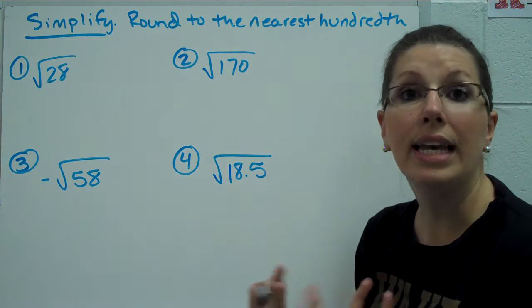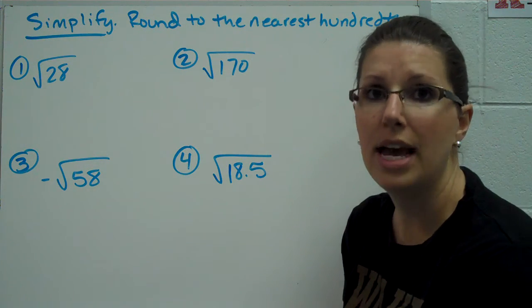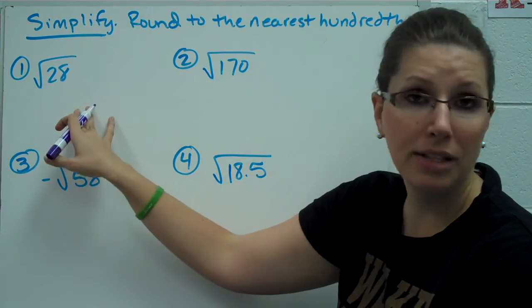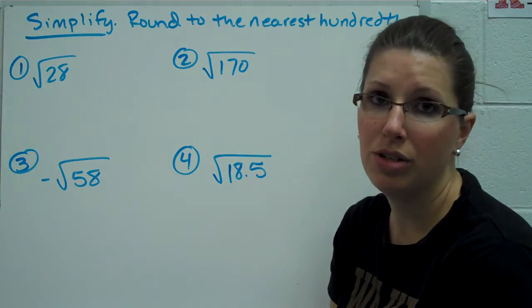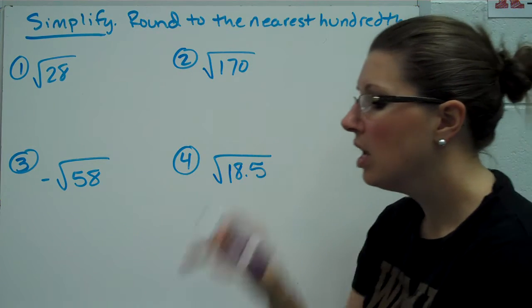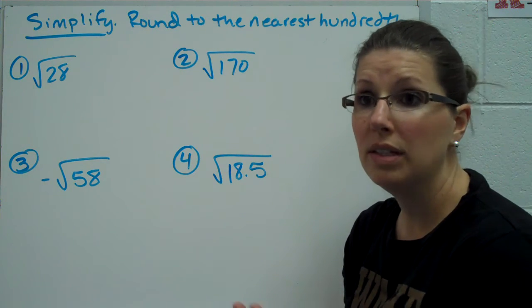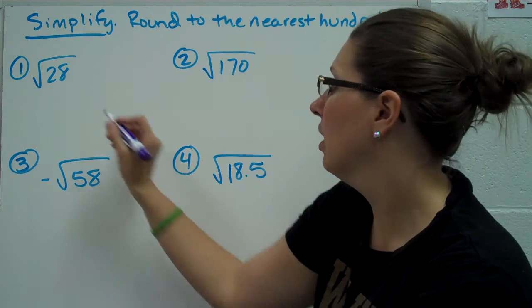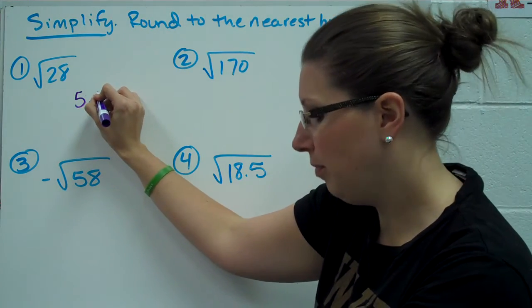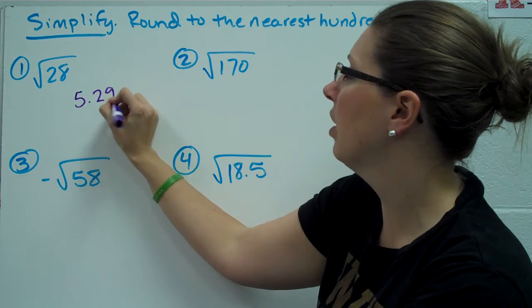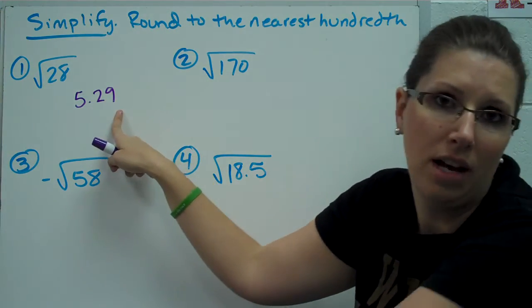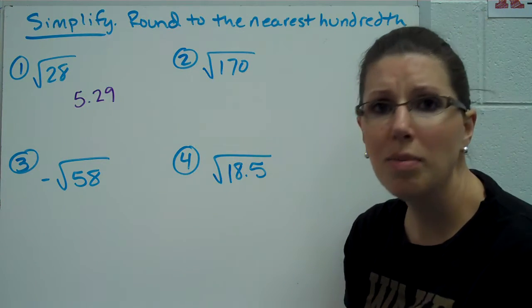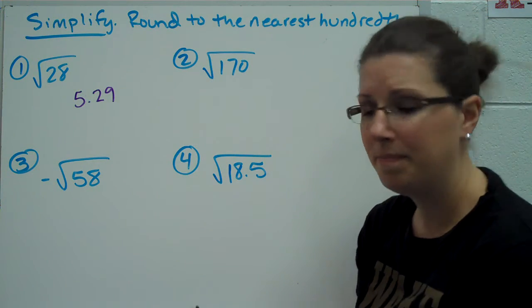This next part is going to take a calculator, so if you have a calculator handy, now would be the time to use it. We're going to simplify by taking the square root, and we're going to round our answers to the nearest hundredth. Again, all we're doing is typing it into our calculator, the square root of 28, and that's just 5.29. Rounded to the nearest hundredth, that's the hundredths place. Why don't you try the rest of these, just typing them into your calculator.